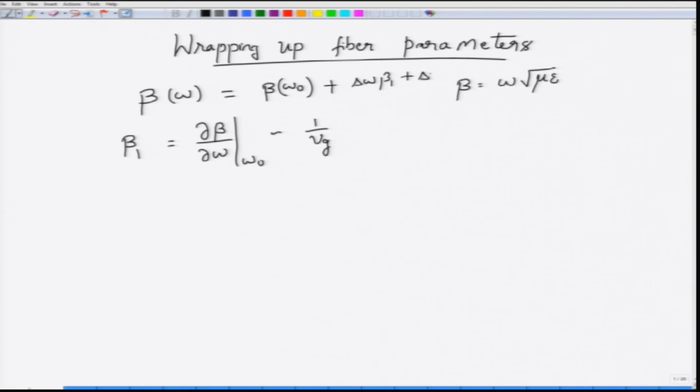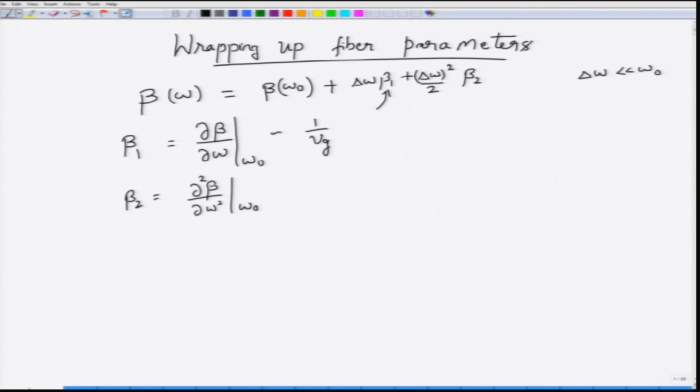We can also expand this to the second order, getting delta omega square by 2 multiplied by beta 2, where beta 2 corresponds to the second derivative of the propagation constant with respect to the frequency, evaluated again at omega equal to omega 0. Of course, in writing these equations we are assuming that this spectral width delta omega is very small compared to the carrier frequency omega 0 itself.